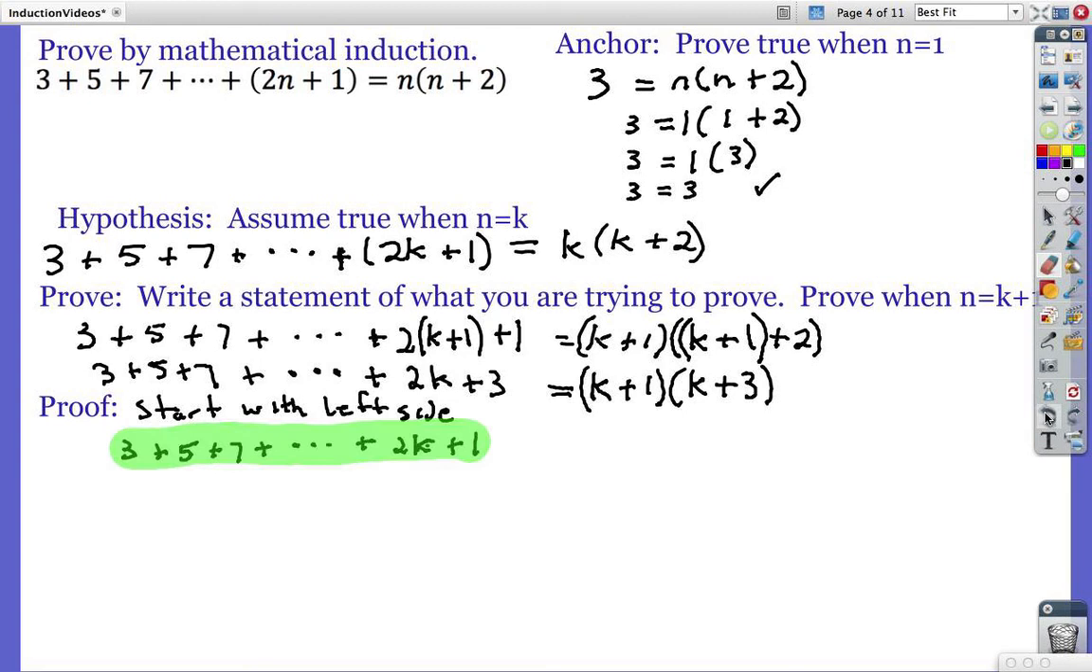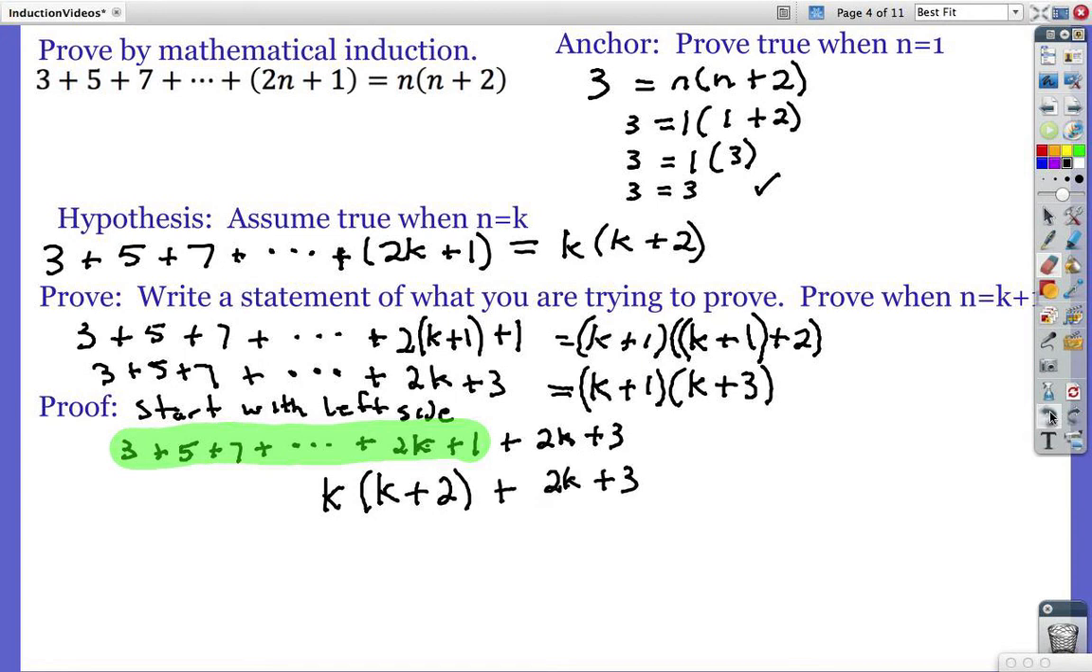So on the left side, I have 3 plus 5 plus 7 dot dot dot plus (2k plus 1) plus (2k plus 3). So note I've written all the terms on the left side up to 2k plus 3. But the part that's highlighted is the left side of the inductive hypothesis. So since that is equal to k times (k plus 2), I can substitute the highlighted part with k times (k plus 2), bringing down the 2k plus 3.